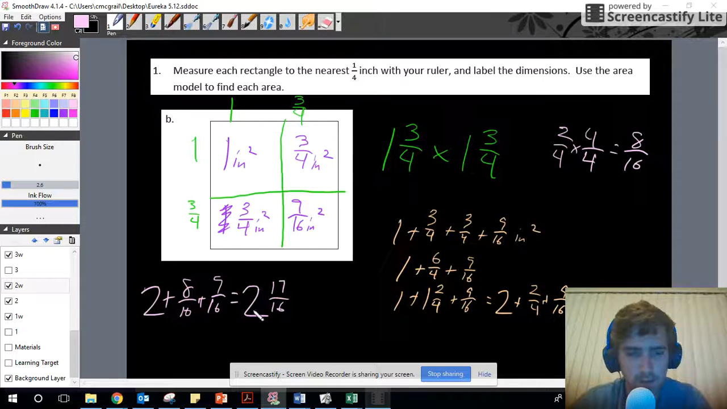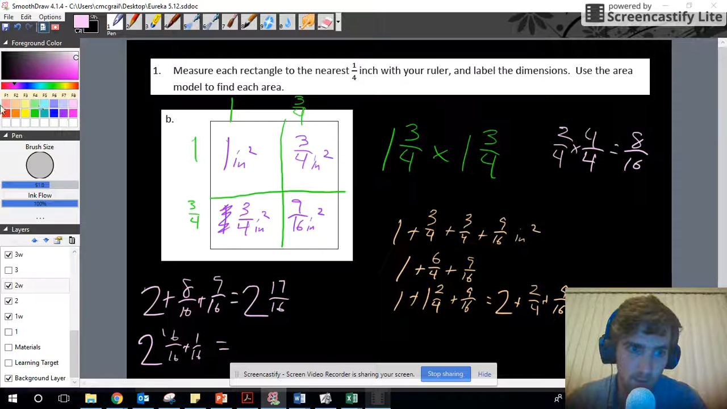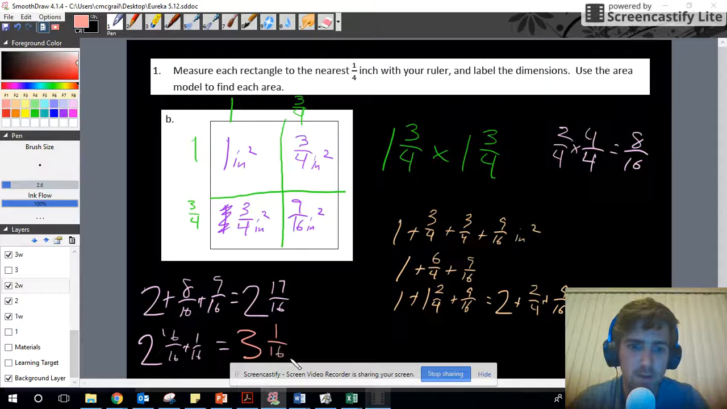This doesn't quite look right because my numerator again is greater than my denominator. So I just need to rewrite this as 2 16/16 plus 1/16. I still have my 17/16 here. And this 16/16 is actually one whole. So my answer, finally, after all that, is 3 1/16.